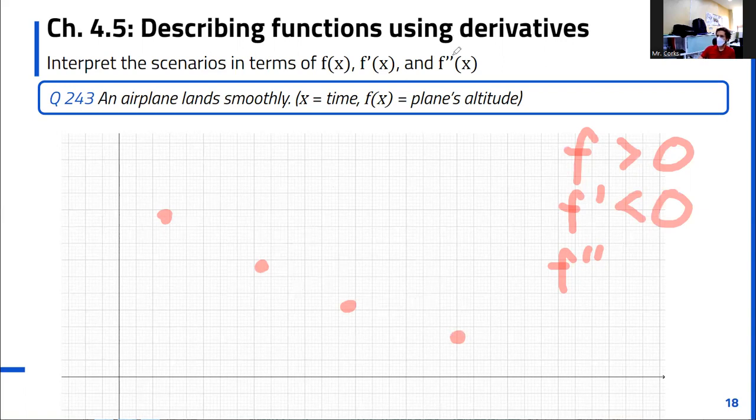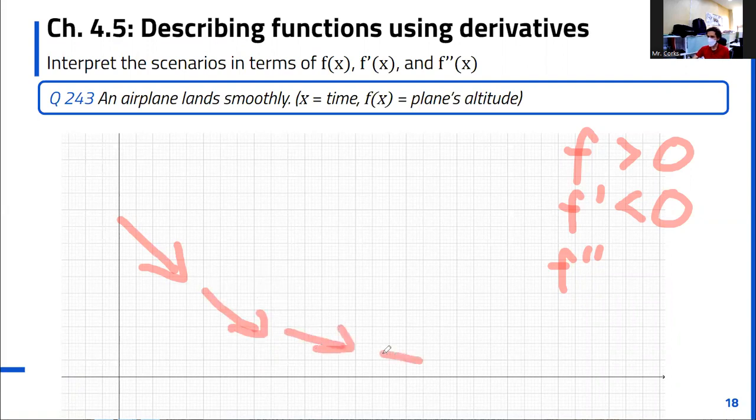Then we look at the second derivative. So plane lands smoothly. How does a plane land? When a plane is coming down to land, it would come down quickly, but they don't come down really quickly when they're close to the ground because there's a high chance of crashing. So they decrease their rate of descent. They still want to go down, but they want to go down really slowly at the end because if something does go wrong, they don't want to smash into the ground and explode.